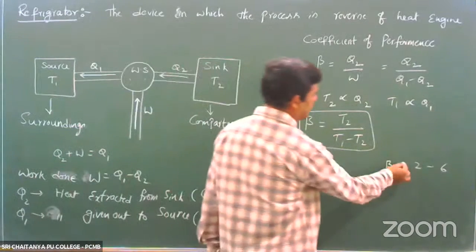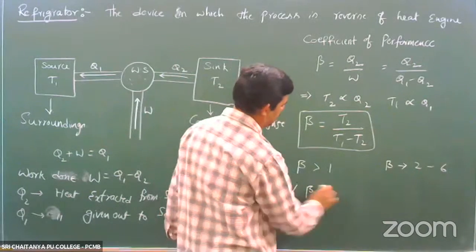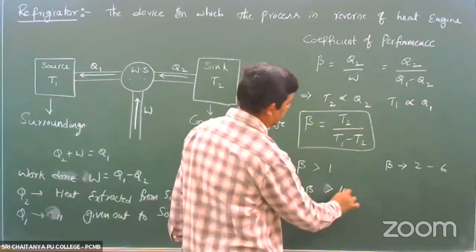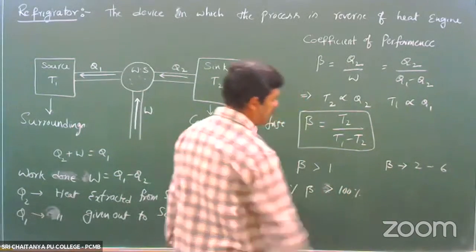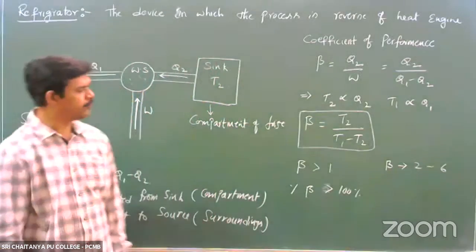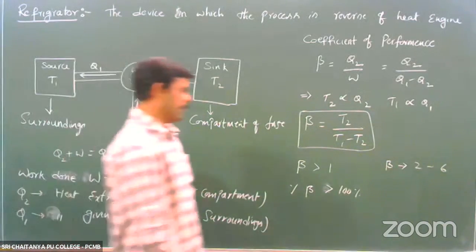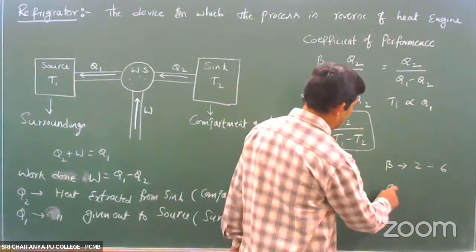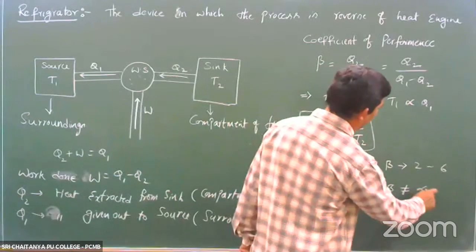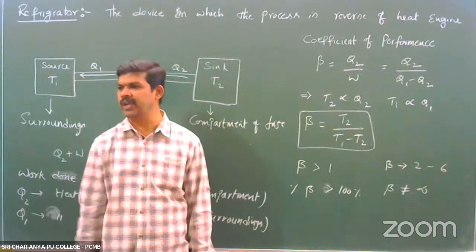2 to 6. And percentage of beta is always greater than 100%. And beta can never be equal to infinity. Greater than 1, okay, but never infinity.